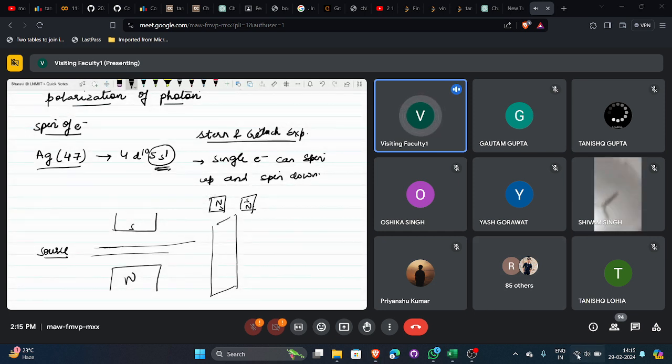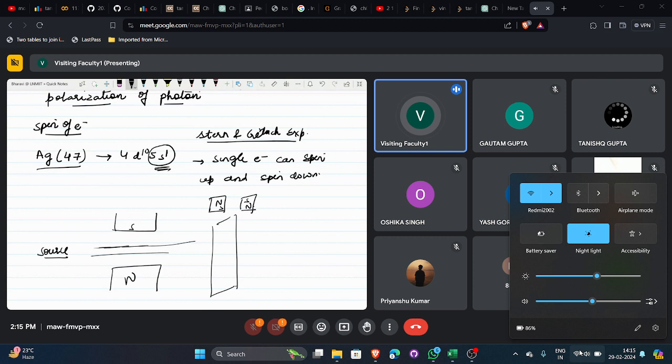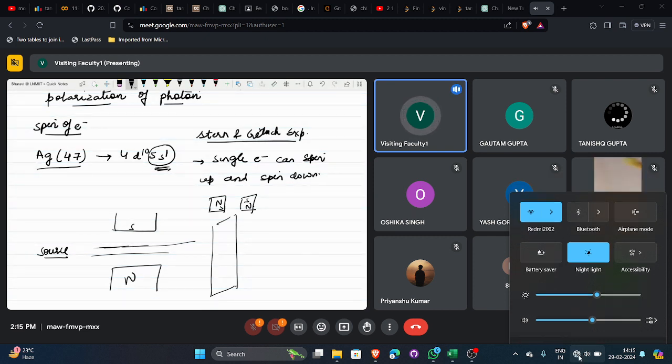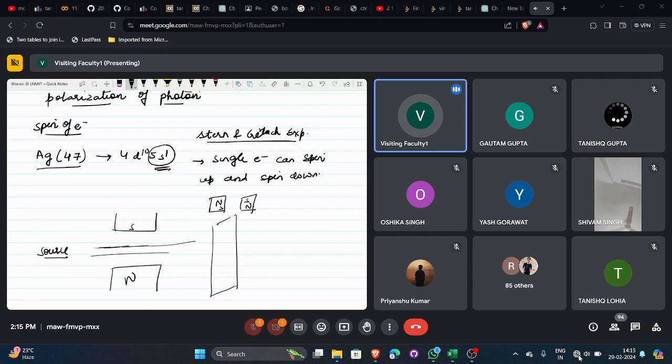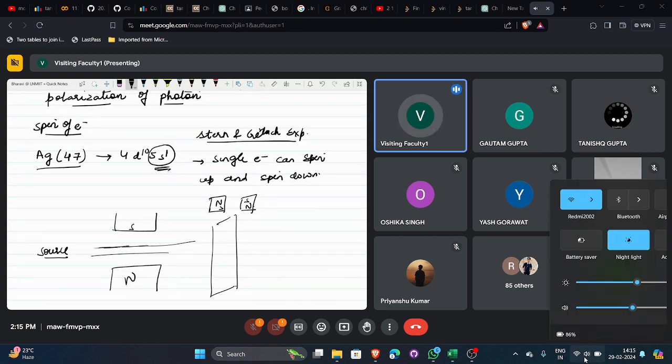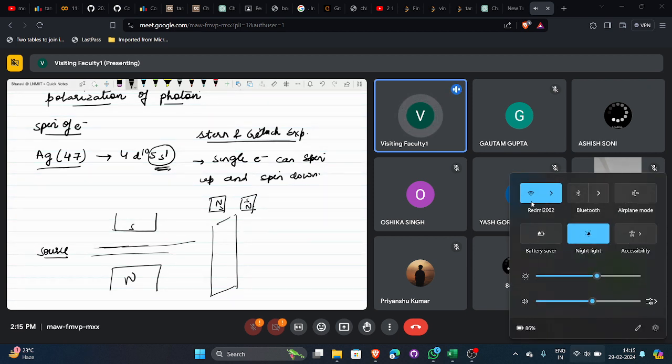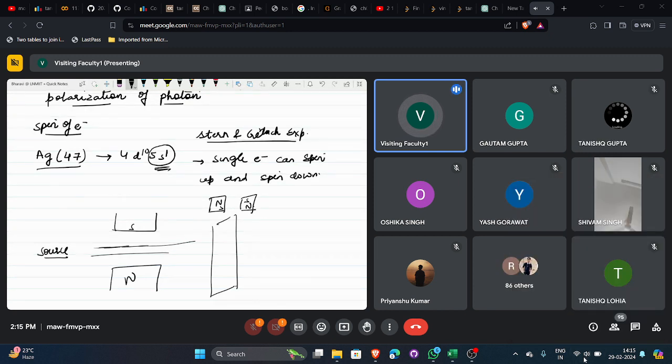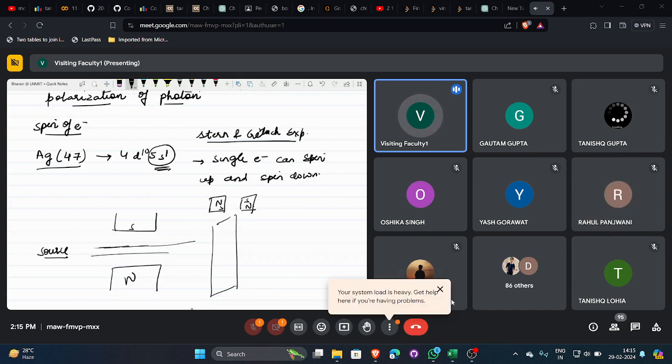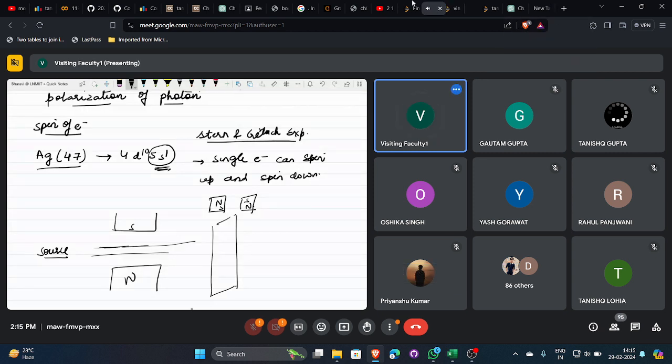Now, what was assumed? Because we are not having only one atom, there are multiple atoms. We always know that if we take just 47 gram of silver, each atom has one more electron. So these are 2 times 10 to the power 23 electrons, such a huge number. So it was assumed that the electron will get deflected by the repulsion force of this magnet, and we will be getting a continuous pattern on the screen.